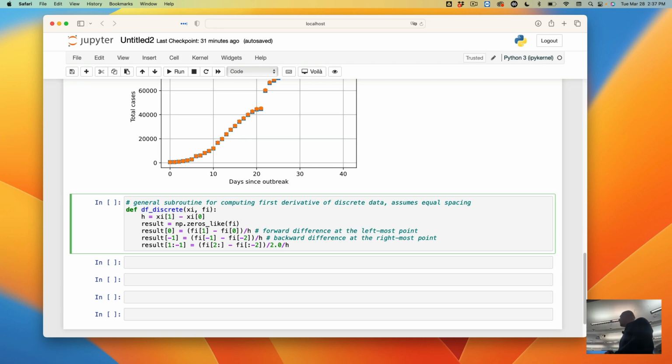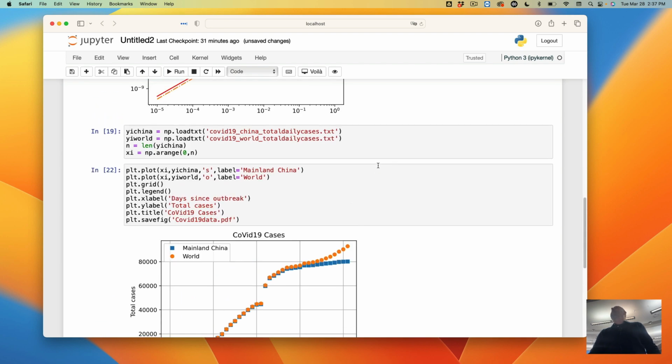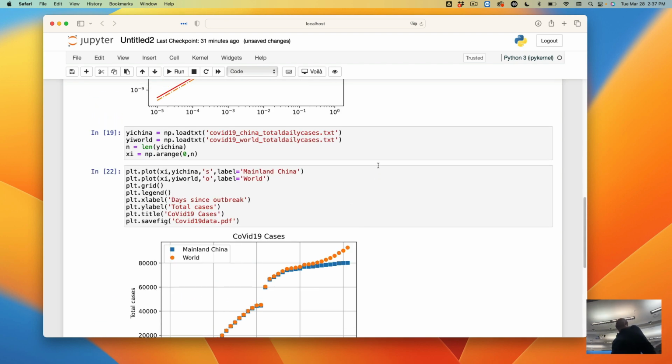We did this before a few times. So return result. Okay, on to importing the data. So np.loadtxt. This is a simple way to load just numerical data from a text file. I know many of you are using pandas and so on. It's way overcomplicated for most of the things you need.